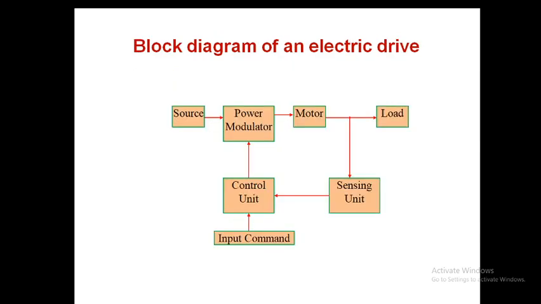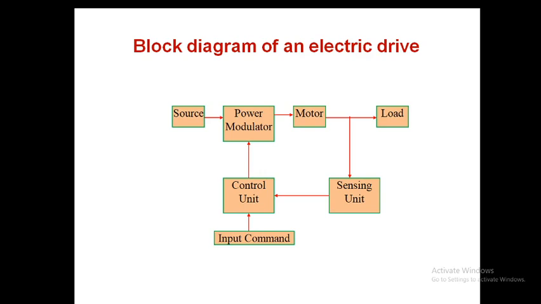So coming to the block diagram of an electric drive, these are the different blocks of the electric drive. One is the source. The source is given to the power modulator. We'll discuss the modules one by one separately. As of now, this is the block diagram. In this block diagram, you have source, power modulator, motor, and load. From source to load, in between you have the power modulator and motor.